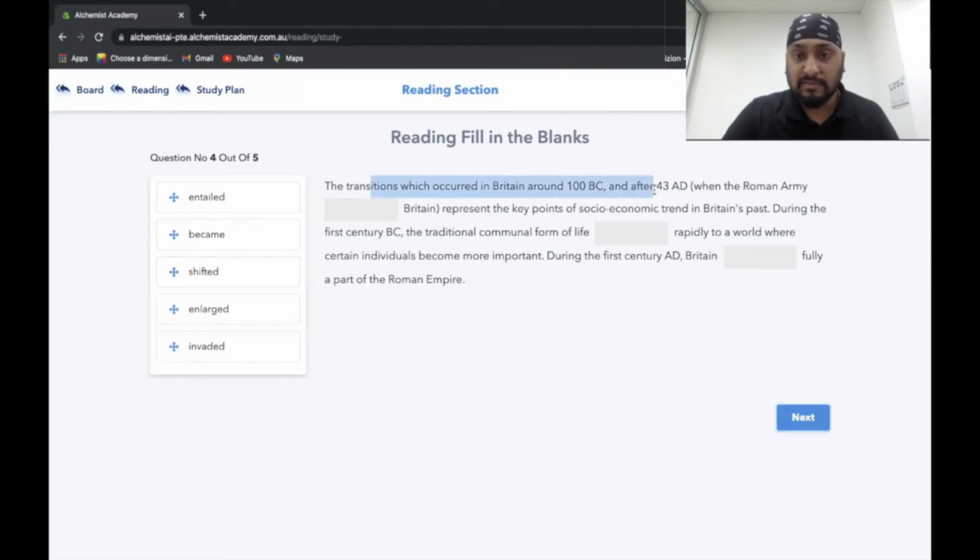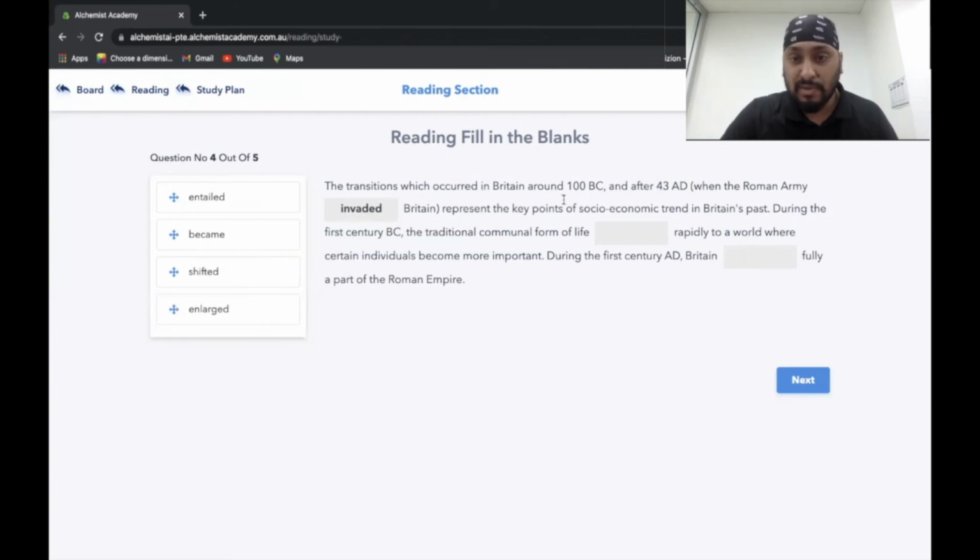If you look at the sense of the sentence, it's past, and we need something in the past. We've got entailed, shifted, enlarged and invaded. Entailed Britain, no. They did not shift Britain. They did not enlarge Britain. They probably invaded, because you're talking about a war. Okay, it represents a key socioeconomic trend in Britain's past.